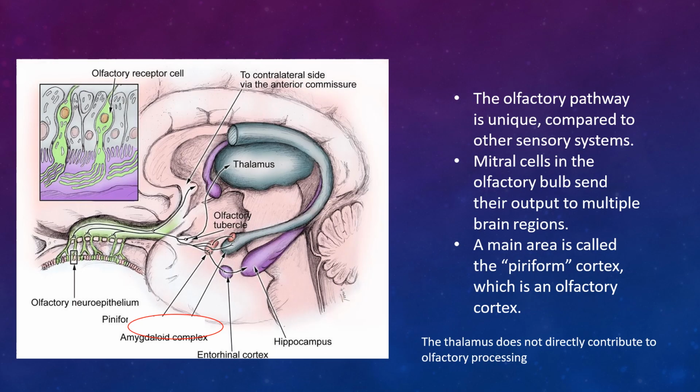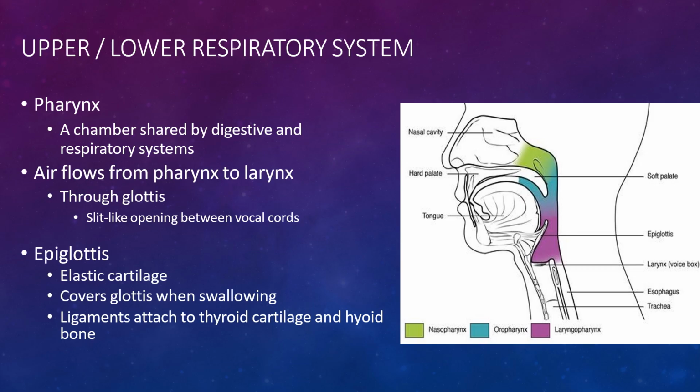The olfactory pathway is unique when compared to other sensory systems. Mitral cells in the olfactory bulb send their output to multiple brain regions. A main area is called the piriform cortex, or olfactory cortex. So please note that the thalamus does not directly contribute to olfactory processing. You see a diagram there.